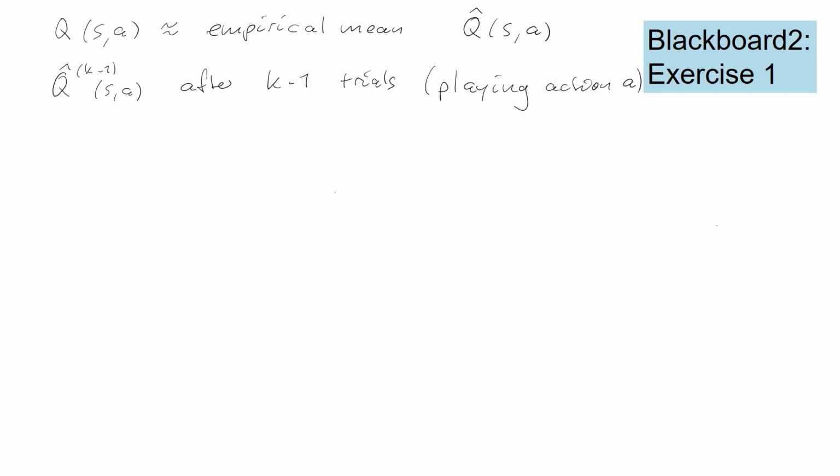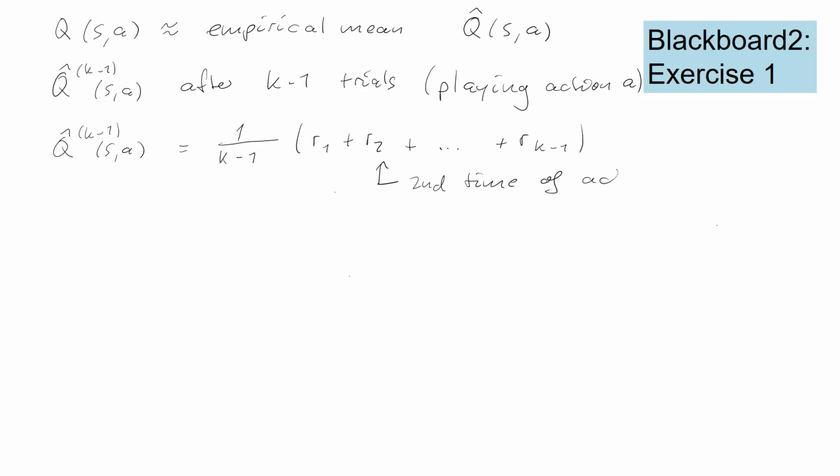And so this Q hat, after K minus 1 plays of action A, is then just the empirical average, 1 over K minus 1 times R1 plus R2 plus up to RK minus 1. And just a reminder, this is the second time of playing action A. That's not the total number of trials, because you may also want to play other actions. It's the second time of action A.